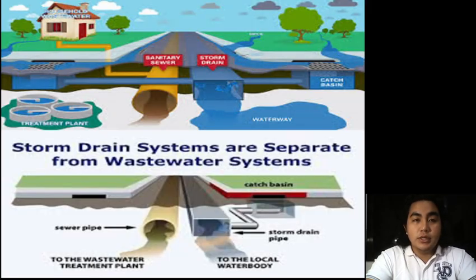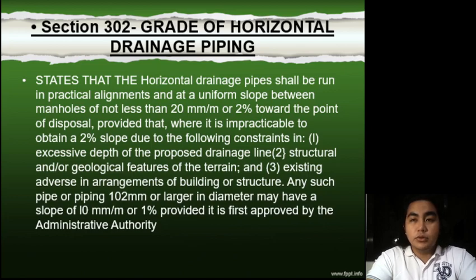The image shown is a water system of a typical house. Section 302, or Grade of Horizontal Drainage Piping, states that the horizontal drainage pipes shall be run in practical alignments and at a uniform slope between manholes of not less than 20 mm per meter or 2% toward the point of disposal, provided that it is impracticable to obtain a 2% slope due to the following constraints.